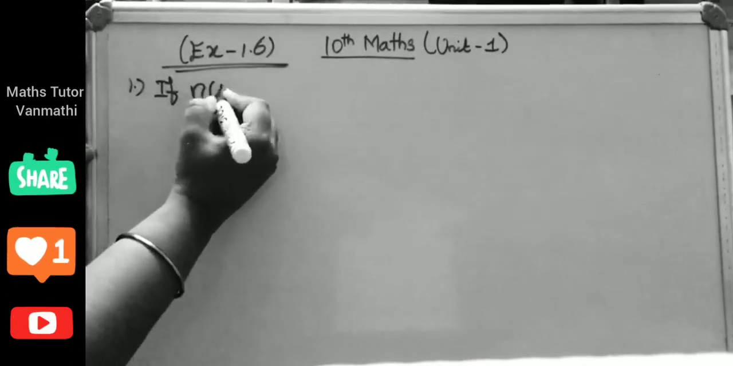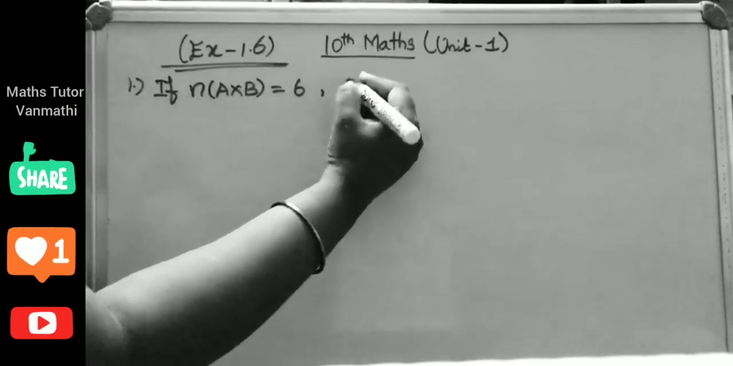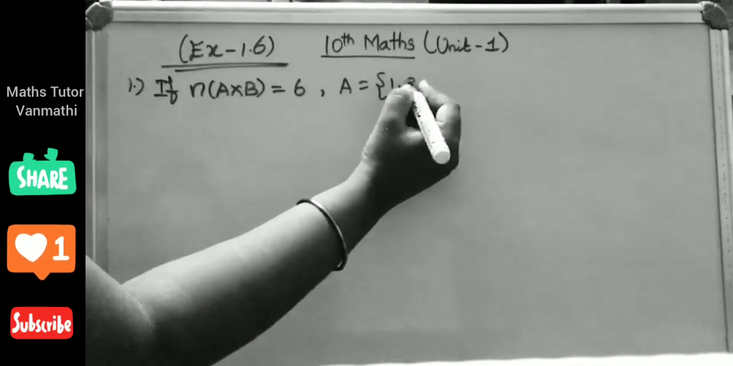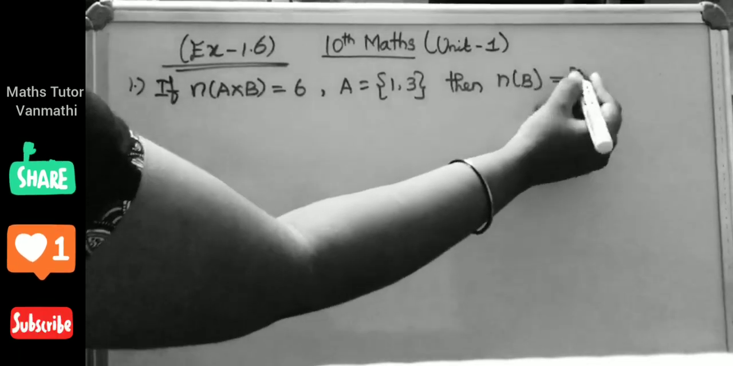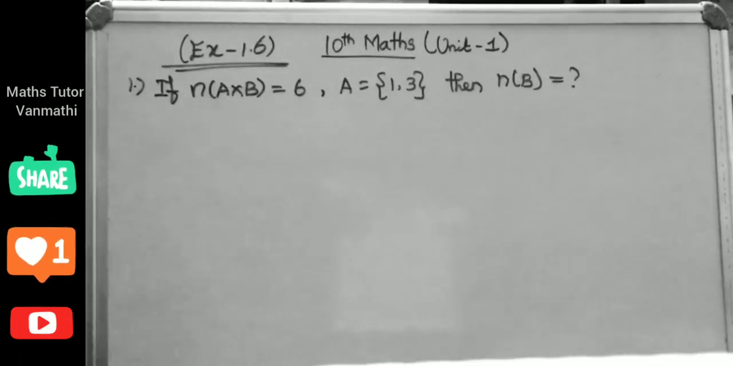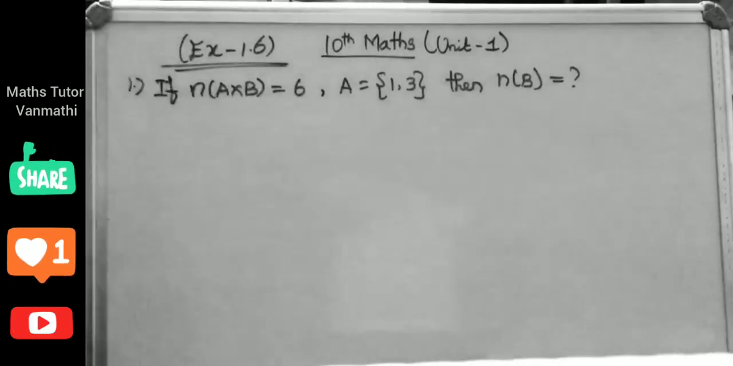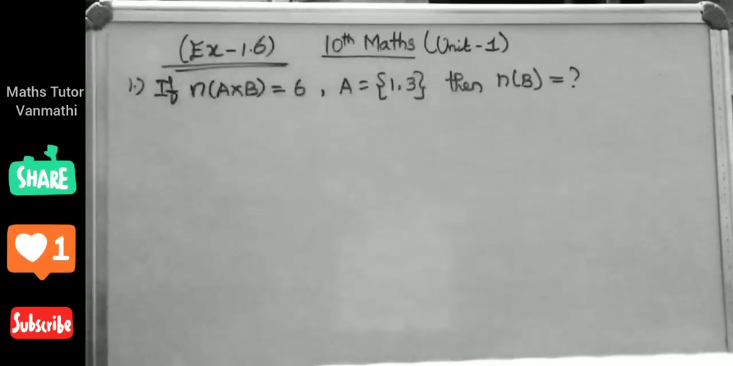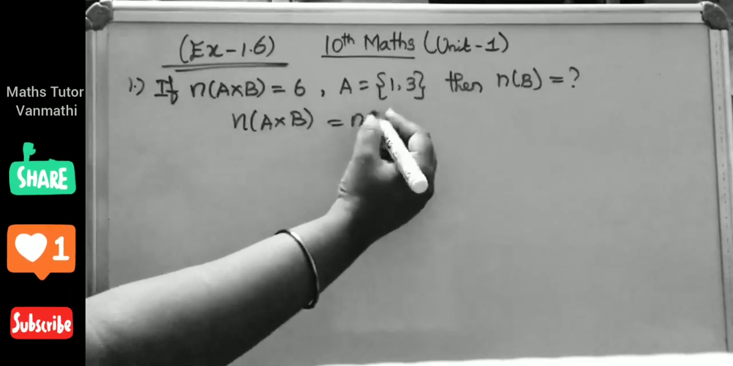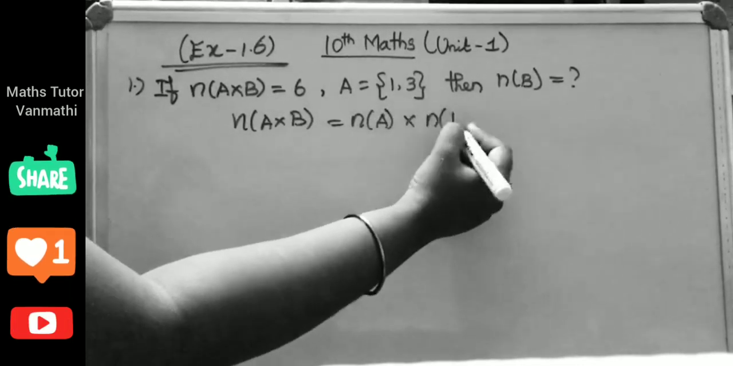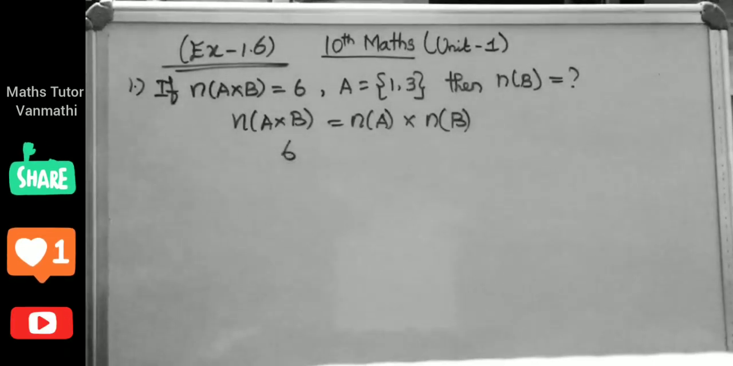If n of A cross B equals 6 and A is equal to {1, 2}, then n of B will be x. That is, you have to find the n of B value. From what we have already seen in one note, n of A cross B is nothing but n of A cross n of B. Clear? Here they have given n of A cross B as 6.